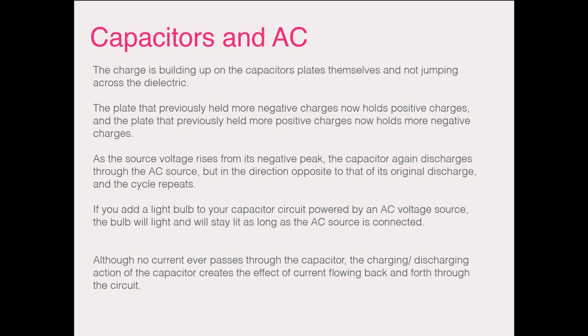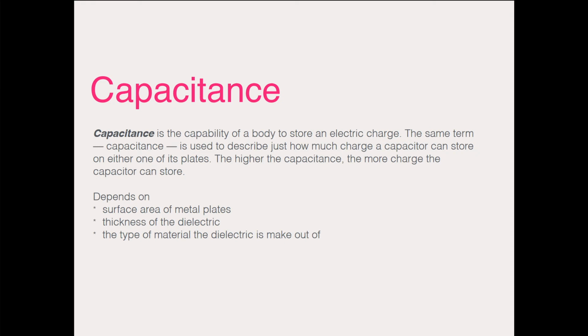As the charge builds up on the capacitor plates themselves, it's not jumping across the dielectric. So it has to be fully charged before it goes across that jump, even if there's a power drop in the circuit. As the voltage rises from its negative peak, the capacitor again discharges through the AC source, but in the direction opposite of its original discharge. And it repeats the process, which is a really interesting way that capacitors keep light bulbs on in your house, even though they're plugged into an alternating current source.